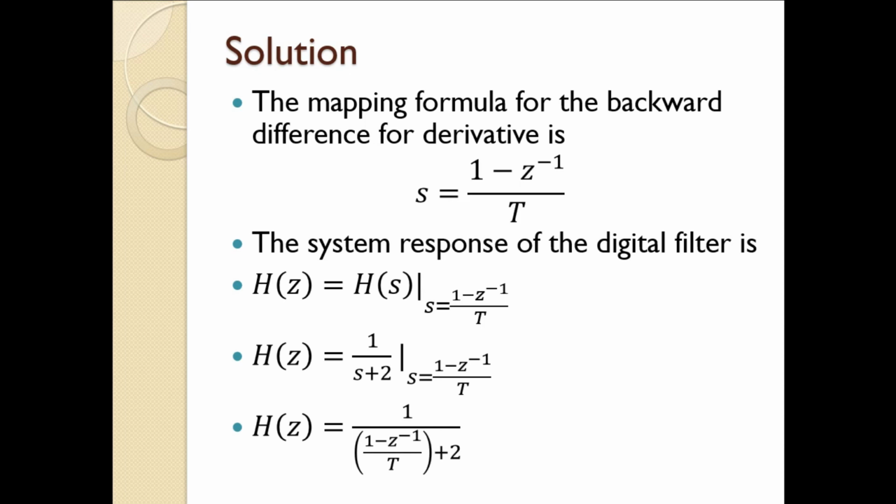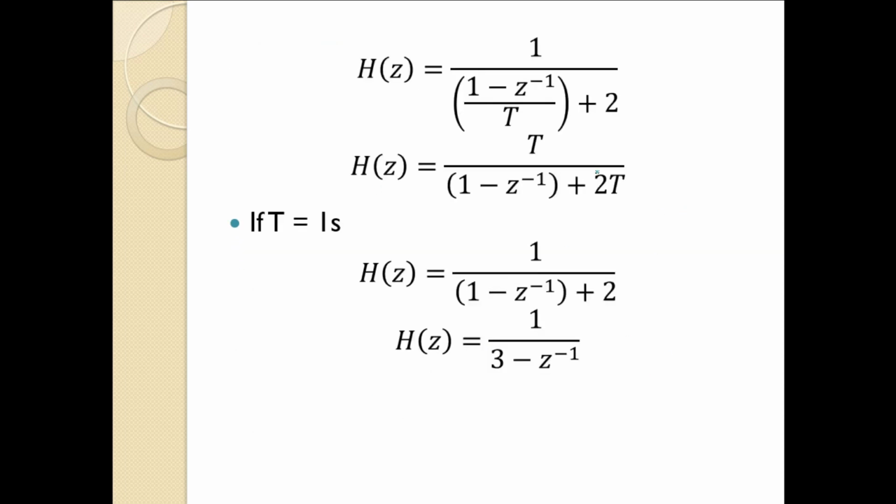So now we know our S is equal to 1 minus Z minus 1, divided by T, and then we just substitute our S with this value. We put 1 divided by (1 minus Z minus 1, divided by T) plus 2, and then we simplify it. We can multiply by T to cancel off the T, so we get T here, and then here also have T, and we cancel off this T.